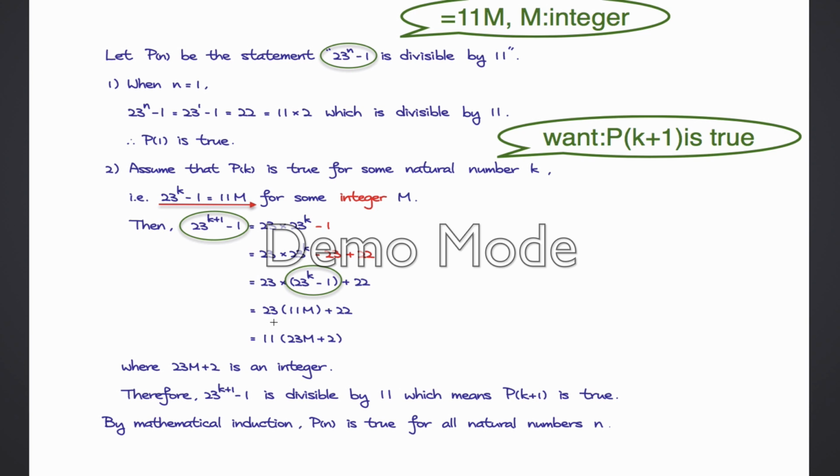Then we can find our new equation can be written as 23 times 11 times n minus 22. So, it's equal to 11 times (23 times n plus 2), where 23 times n plus 2 is also an integer. Then we can complete our proof.